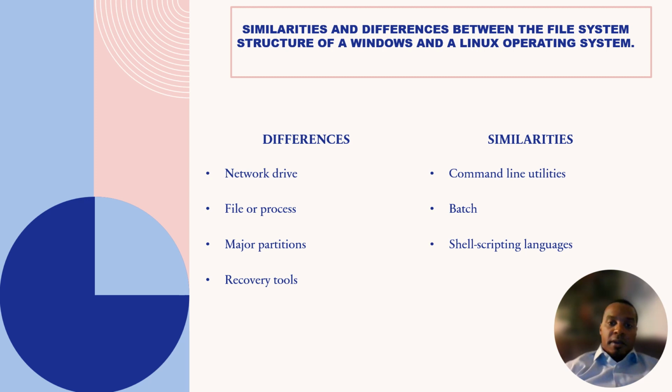Beginning with the similarities and differences between the file system structure of a Windows and a Linux operating system. Unlike Windows, Linux is bootable from a network drive. In contrast to Windows, everything is either a file or a process in Linux. Linux has two kinds of major partitions called data partitions and swap partitions. Now, because of the existence of swap partitions, you never run out of memory in Linux, unlike Windows.